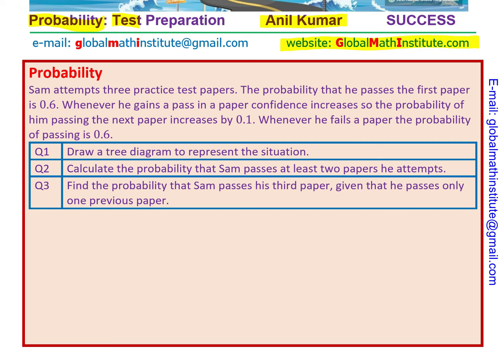Based on this information, there are 3 questions. First, draw a tree diagram to represent the situation. Question number 2, calculate the probability that Sam passes at least 2 papers he attempts. And 3, find the probability that Sam passes his third paper given that he passes only one previous paper. So that is based on conditional probability. So I hope the question is absolutely clear. You can pause the video, try it out.